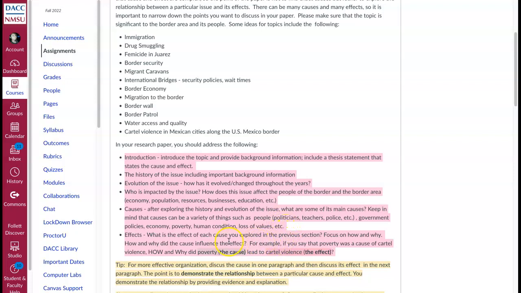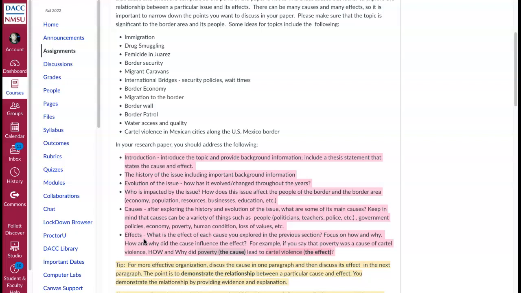After you've done that, you want to go ahead and explore the effects. What is the effect of each cause you explored in the previous section? So obviously you don't want to discuss effects of causes that you haven't discussed in your essay yet. You want to focus on how and why. So basically, how is this the effect of that cause and why?